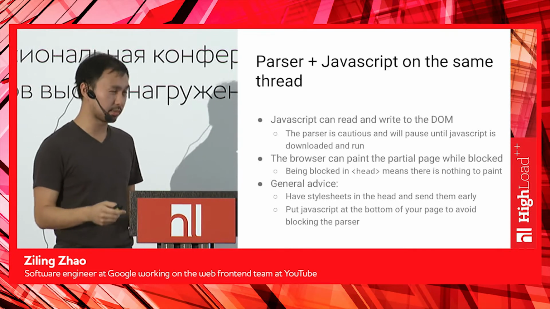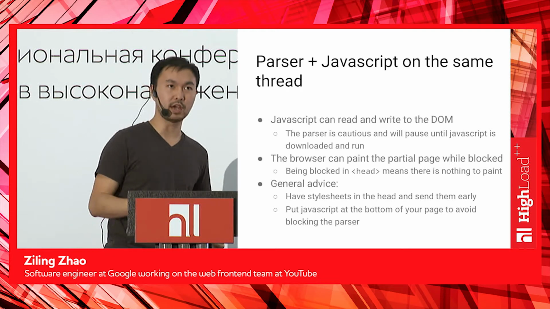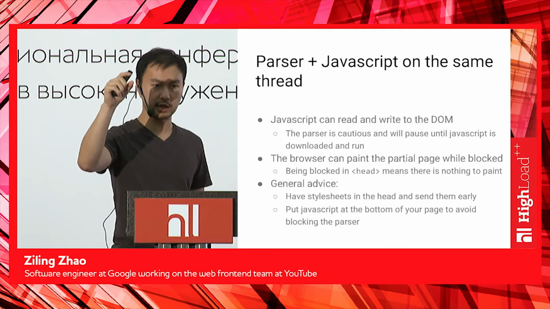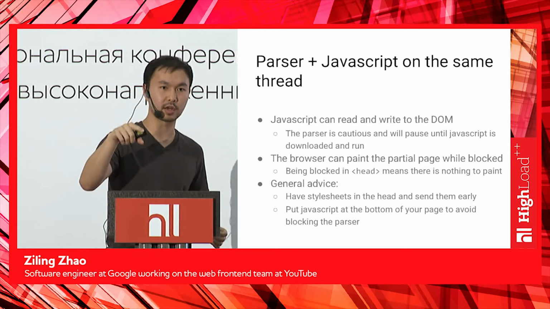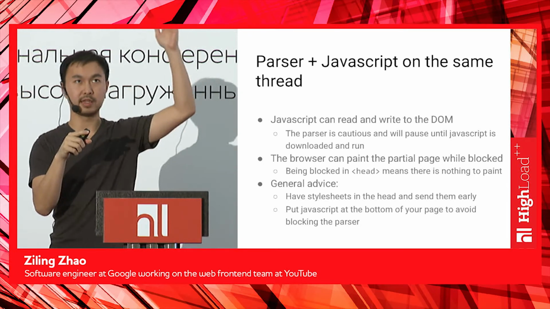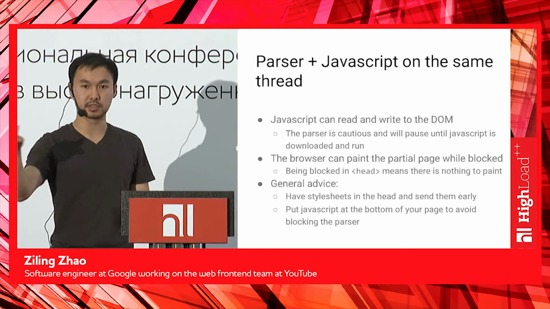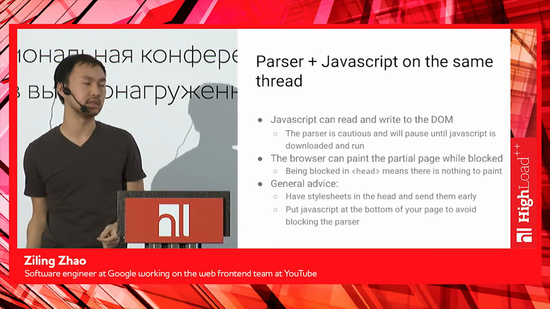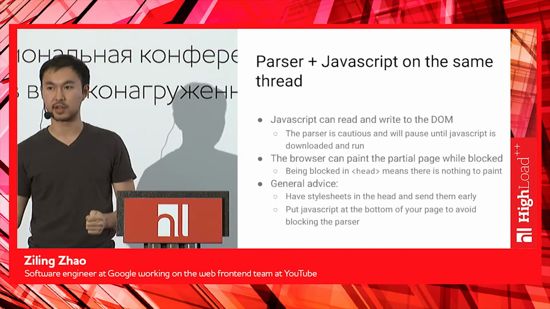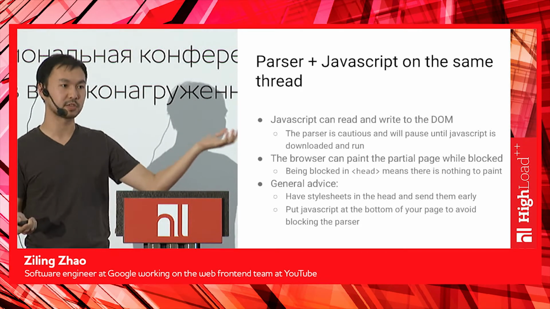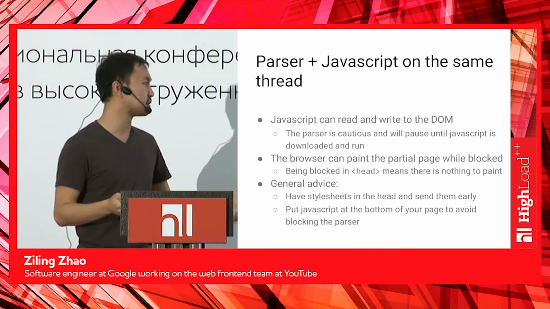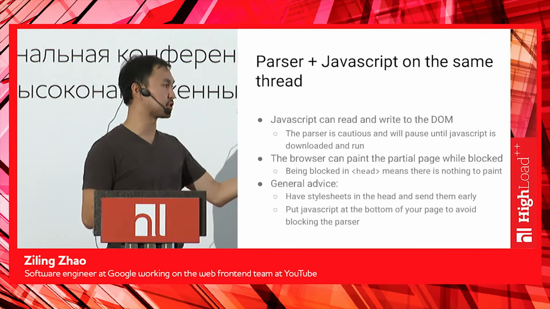That said, the browser can paint a partial page. So if you have your JavaScript in the footer or somewhere in the middle of your body, it's capable of painting the stuff above it while your JavaScript is downloading. Once it downloads and is ready, though, it's going to start running it immediately. So the general advice is, put your scripts near the footer, because then you don't block. And of course, have your style sheets in the head.